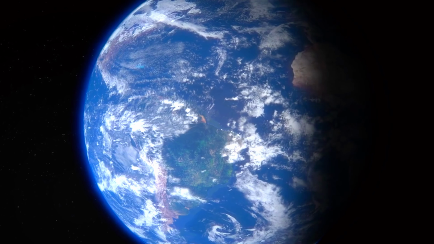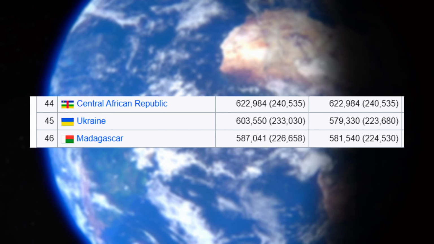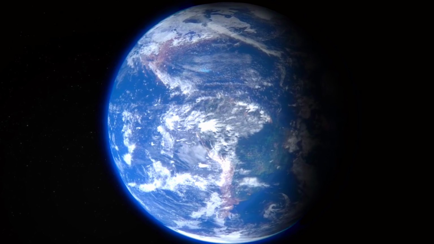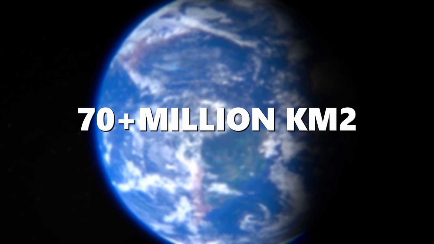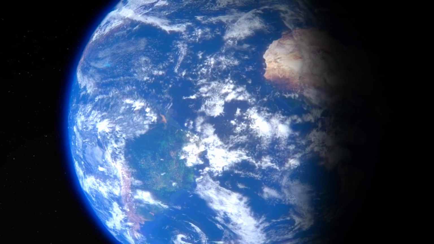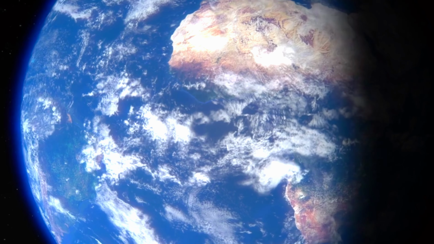For the largest country solely in Europe, that would be Ukraine, which stretches just over 600,000 square kilometers and ranks as the 45th largest country in the world. Combined, the 10 largest countries cover over 70 million square kilometers, which is more than double the size of Africa. So, what would the world map look like if we started removing each of these countries one by one?